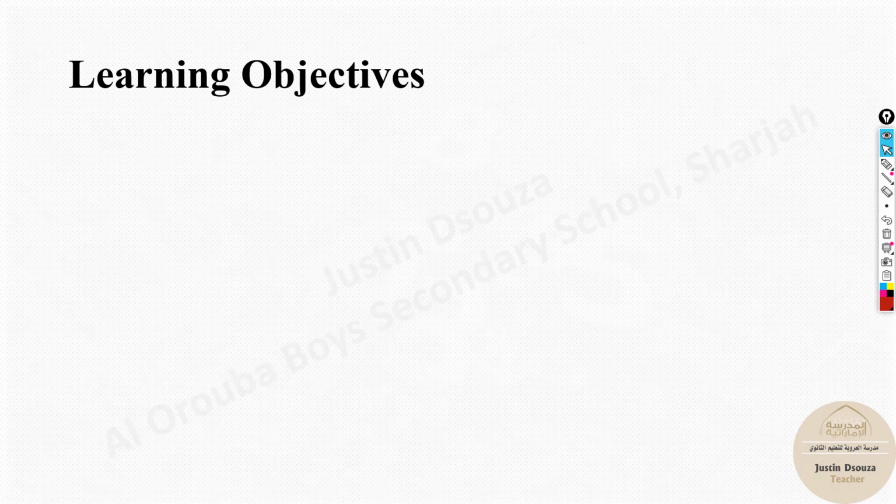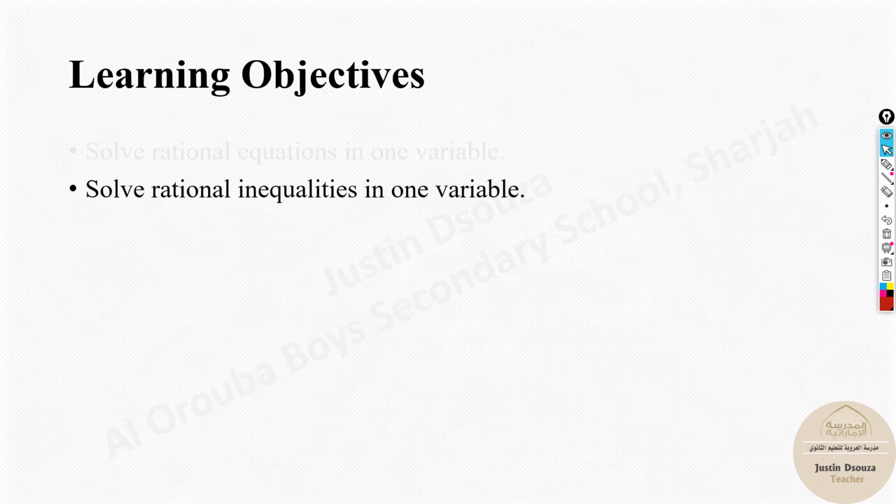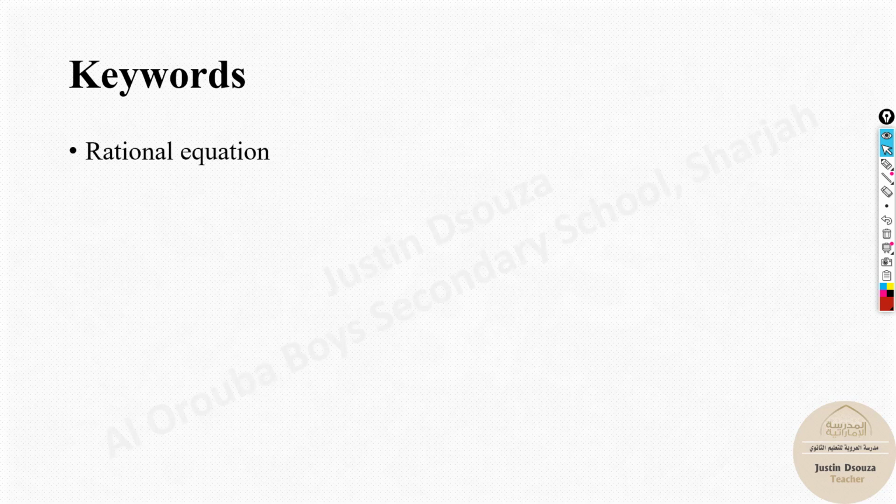Here we have the learning objectives: solve rational equations in one variable, and solve rational inequalities in one variable. So the good thing is we have just one variable to be solved, but it is about inequalities and equations. Now you can use the calculator easily to solve equations but not inequalities. We will look into all the different methods which we can employ. Among all the methods, I'll try to teach you the easiest methods. The keywords are rational equation, rational inequalities.